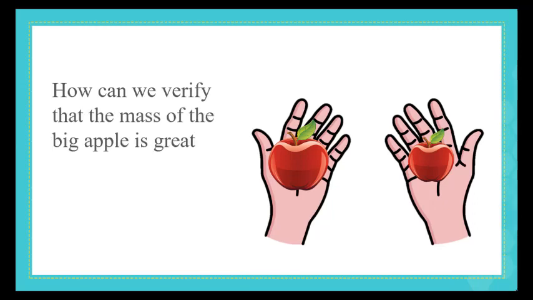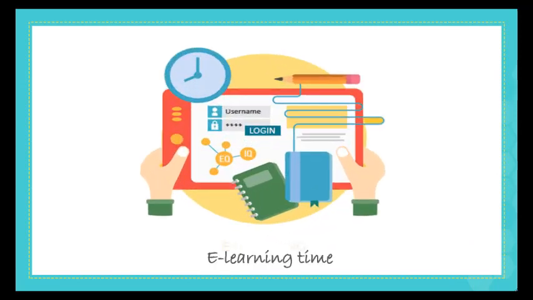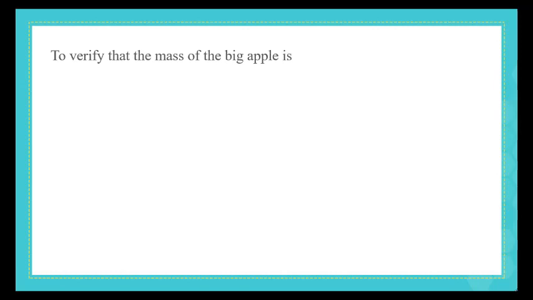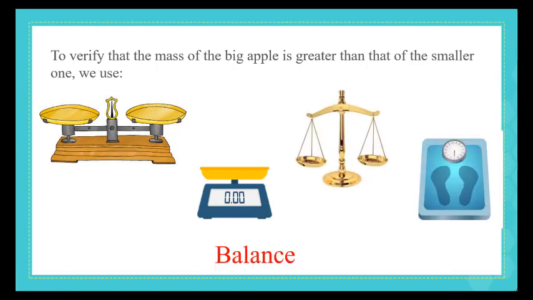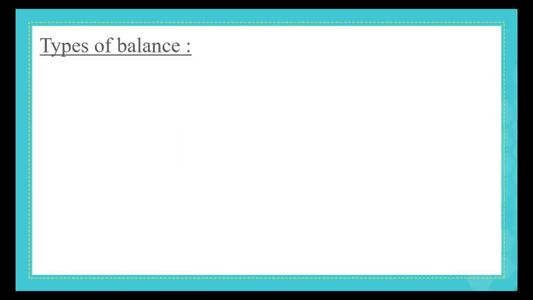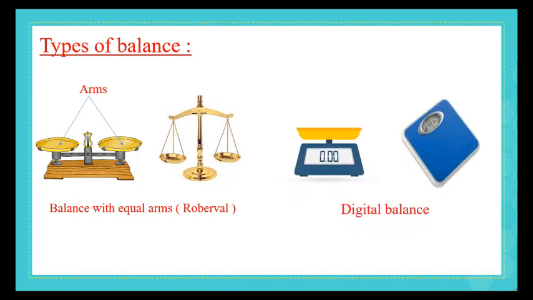How can we verify that the mass of the Big Apple is greater than that of the smaller one? It's e-learning time. To verify that the mass of the Big Apple is greater than the smaller one, we have to use these instruments that are called the balance. There are two types of balances: the balance with equal arms, or we can call it the Roberval, that has two equal arms, and the second type is the digital balance that gives a numerical value.